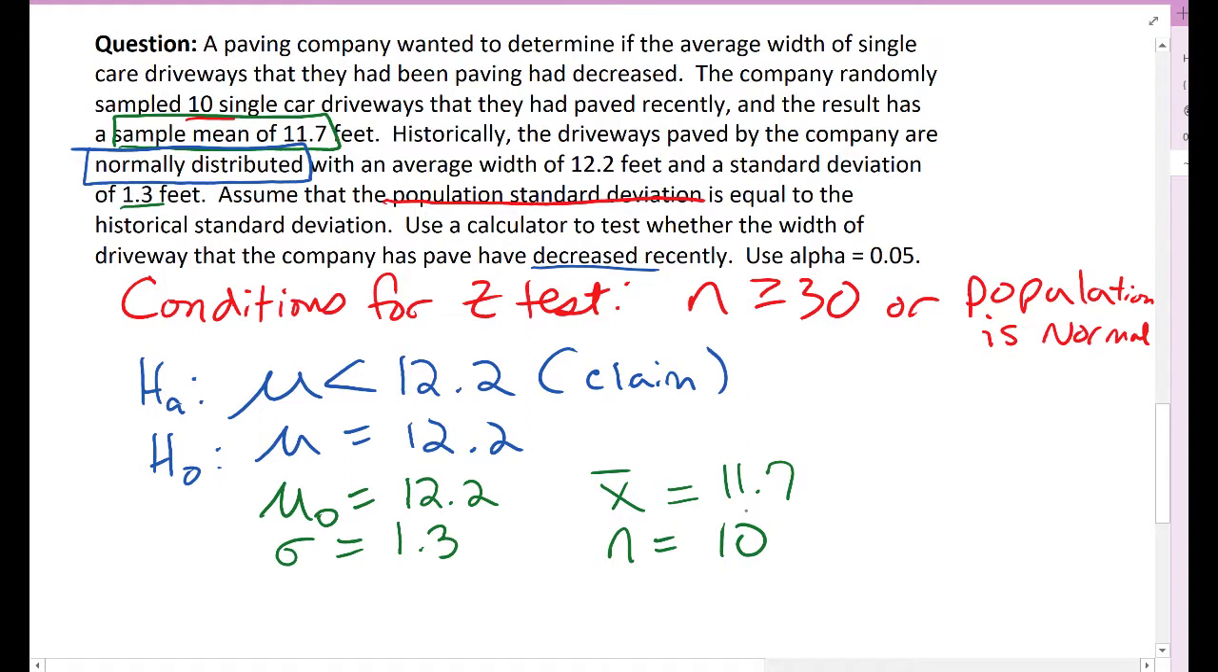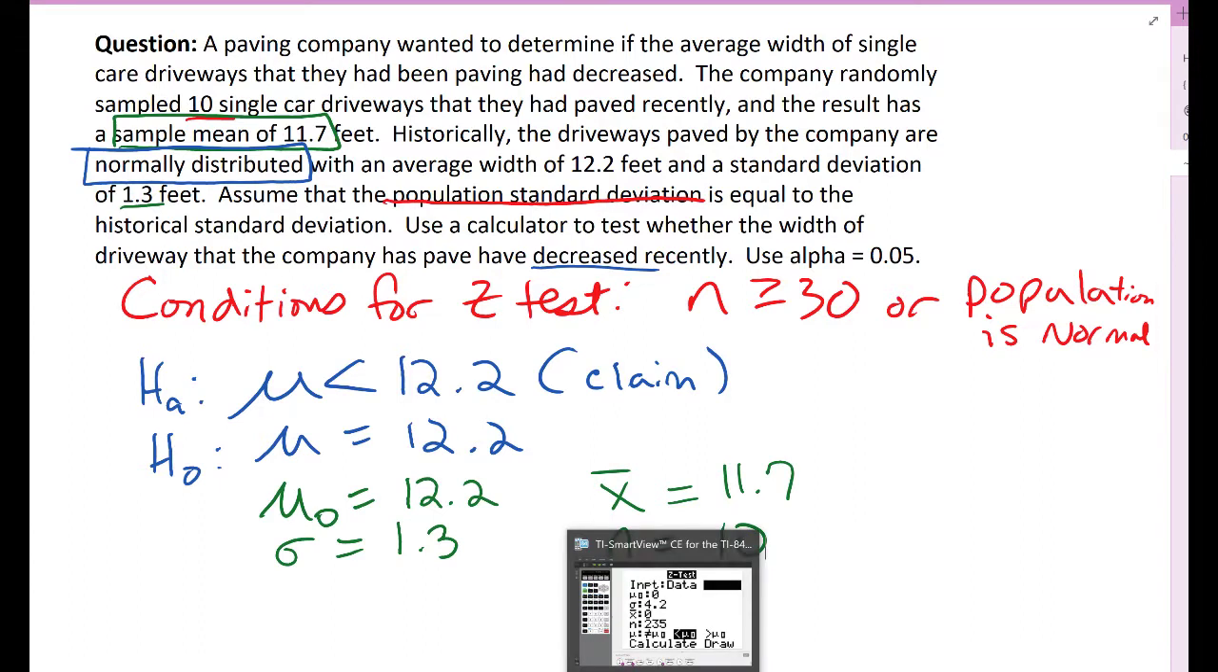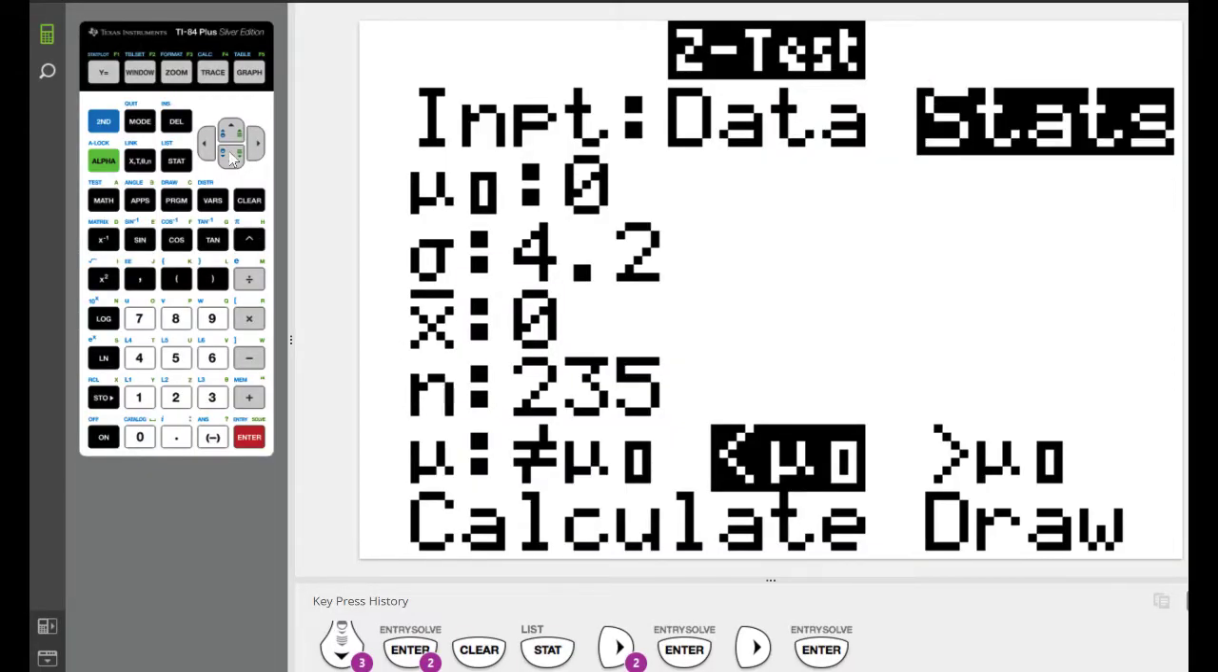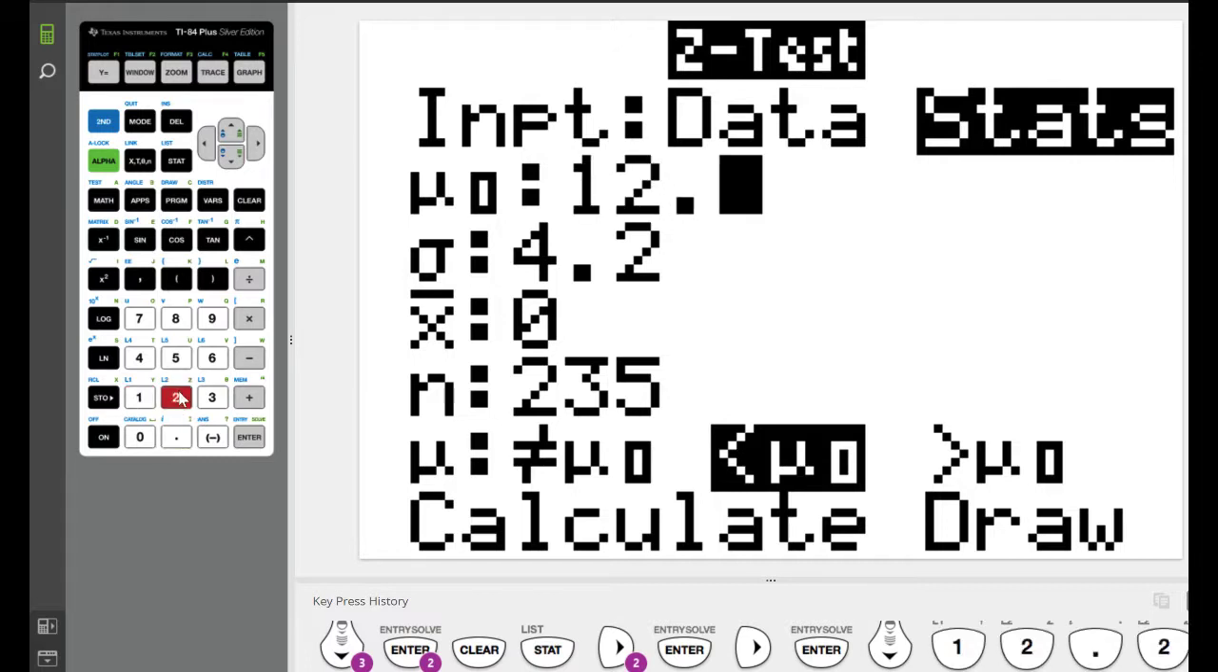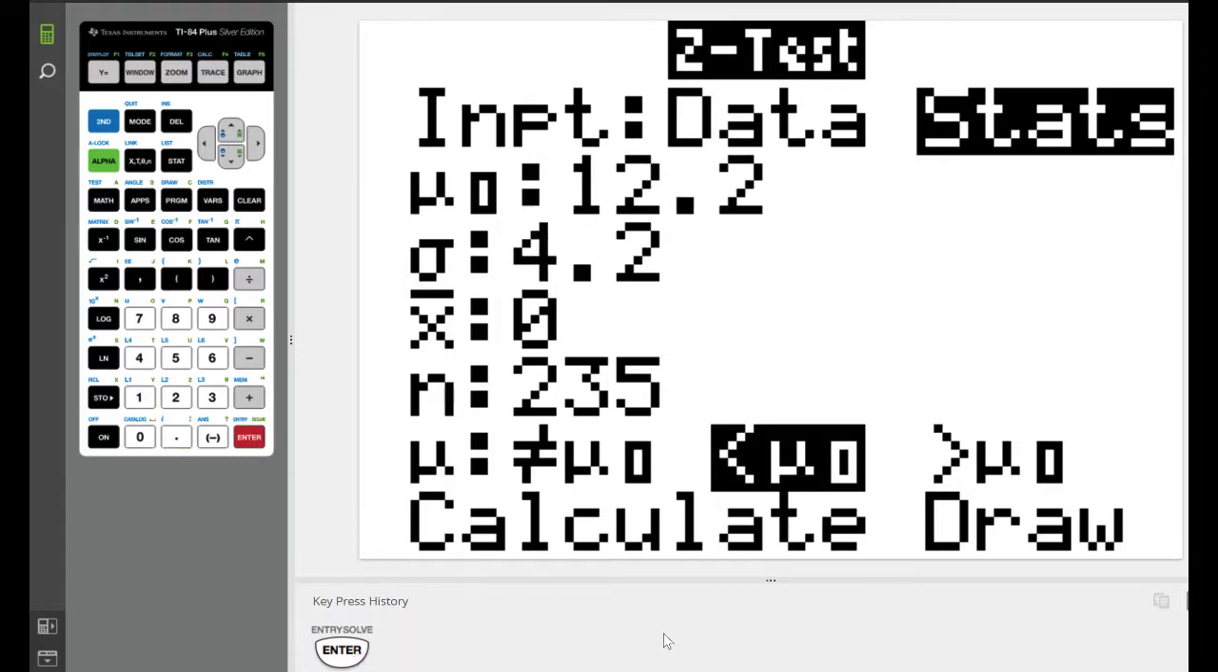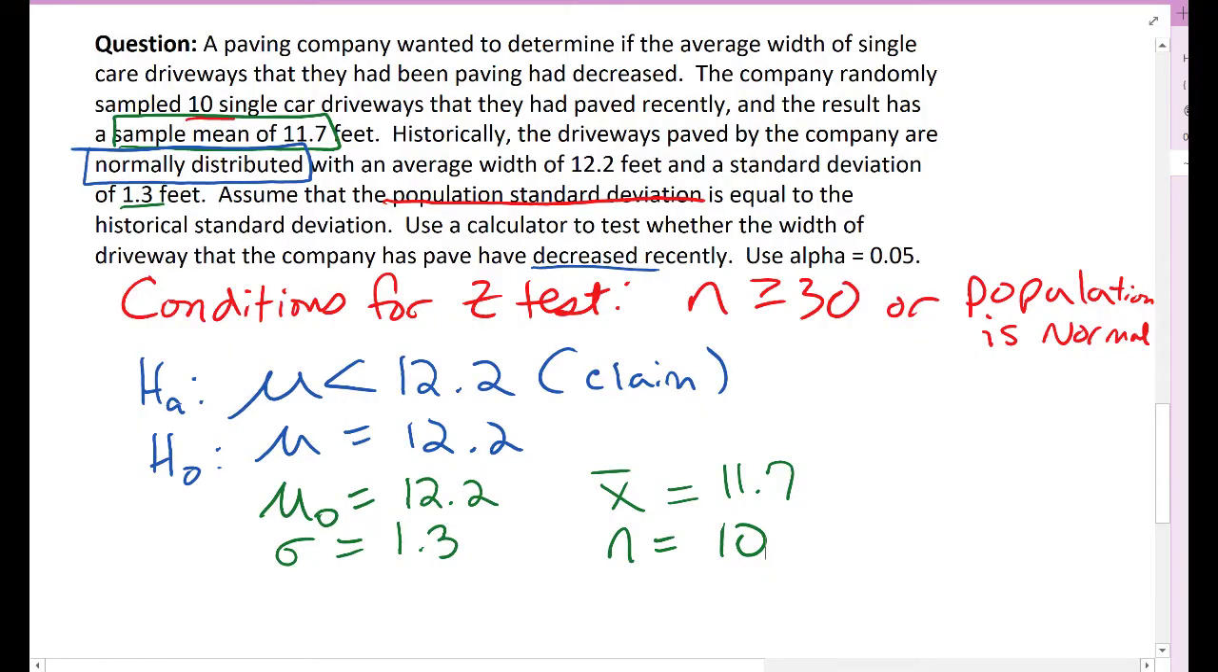Now we just simply feed all that information into our calculator. The mu naught was 12.2. The standard deviation was 1.3.